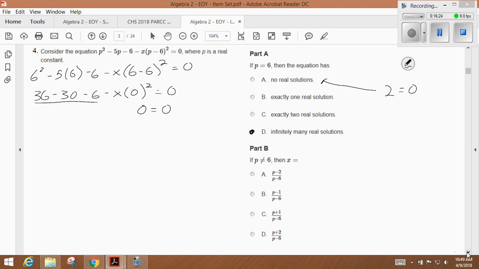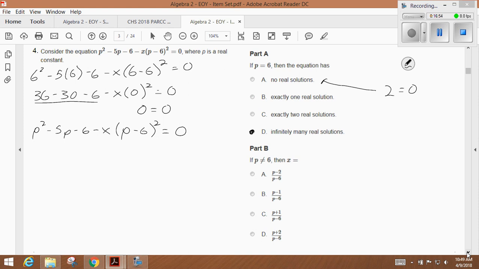The next thing we're being asked is more complicated. Then what is x? It's saying, hey, leave p alone. Go ahead and solve for x. So that's what we're going to have to do. I'm going to just copy down the original equation up here. I have to solve this for x.